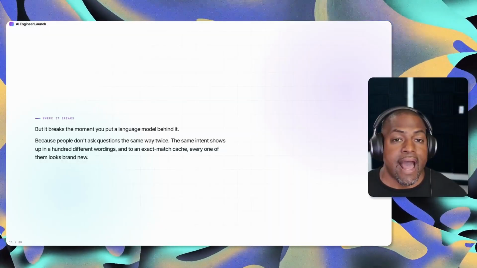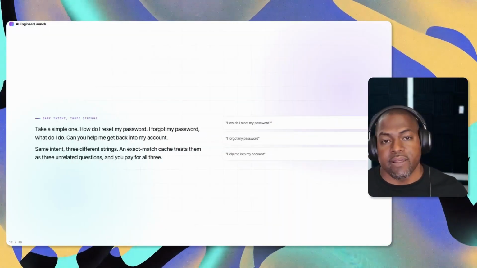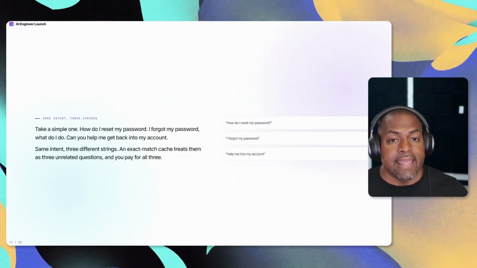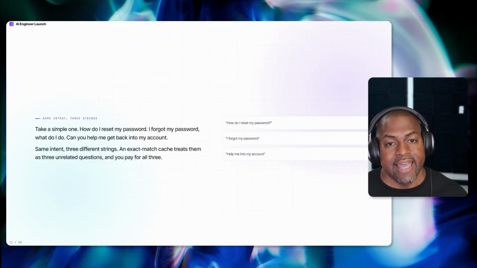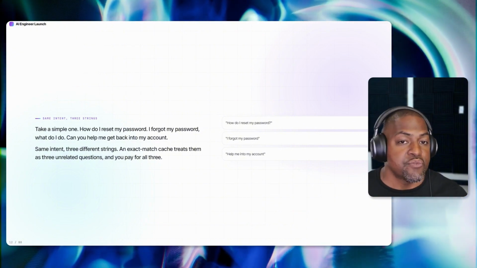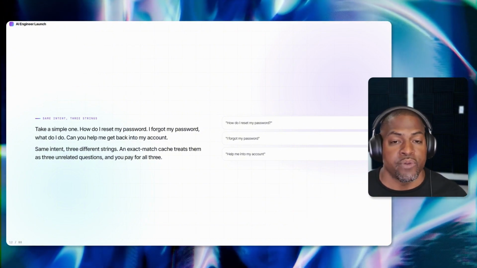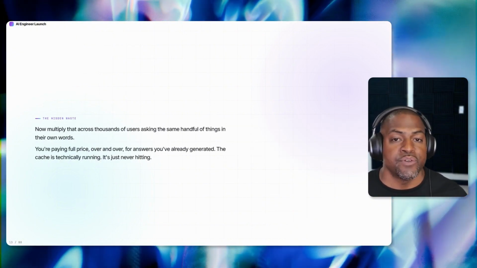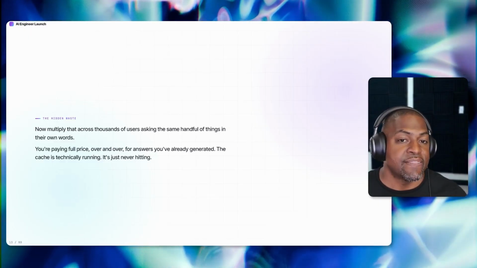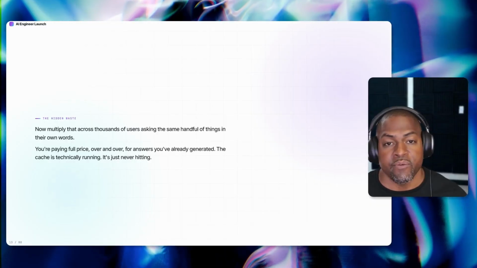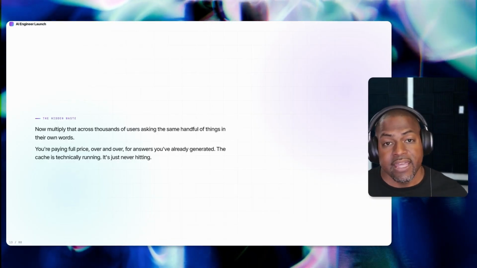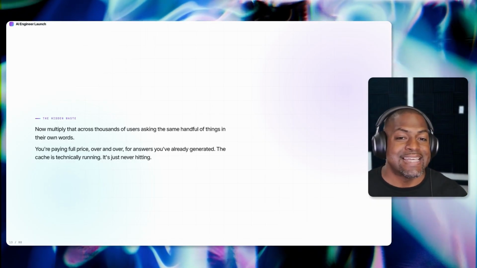Take a simple one. How do I reset my password? I forget my password. What do I do? Can you help me get back into my account? Same intent, 3 different strings. An exact match cache treats them as 3 unrelated questions, and you pay for all 3. Now, multiply that across thousands of users asking the same handful of things in their own words. You're paying full price over and over for answers you've already generated. The cache is technically running. It's just never hitting. Every cache miss is another bill.